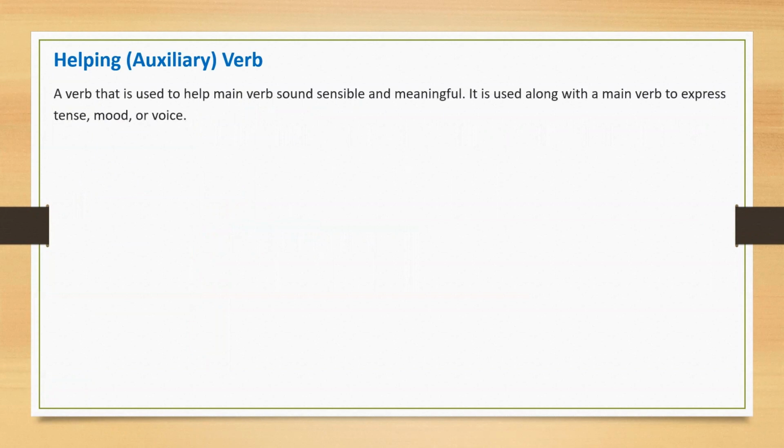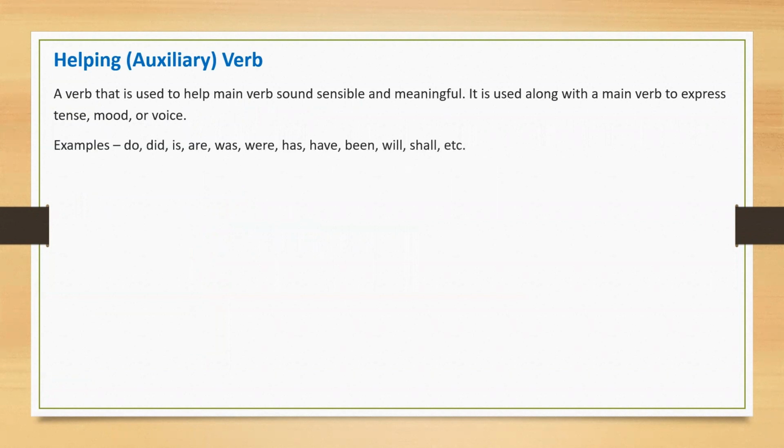Helping verb, or auxiliary verb, a verb that is used to help the main verb sound sensible and meaningful. It is used along with a main verb to express tense, mood, or voice. Examples: do, is, was, have been, will, shall, etc.